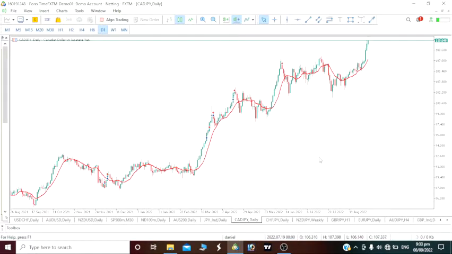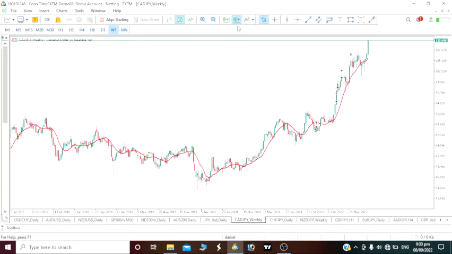We would be looking at our CADJPY, Swiss franc JPY and New Zealand dollar to our JPY. So let's get started. Starting with our weekly time frame, I guess on our CADJPY.